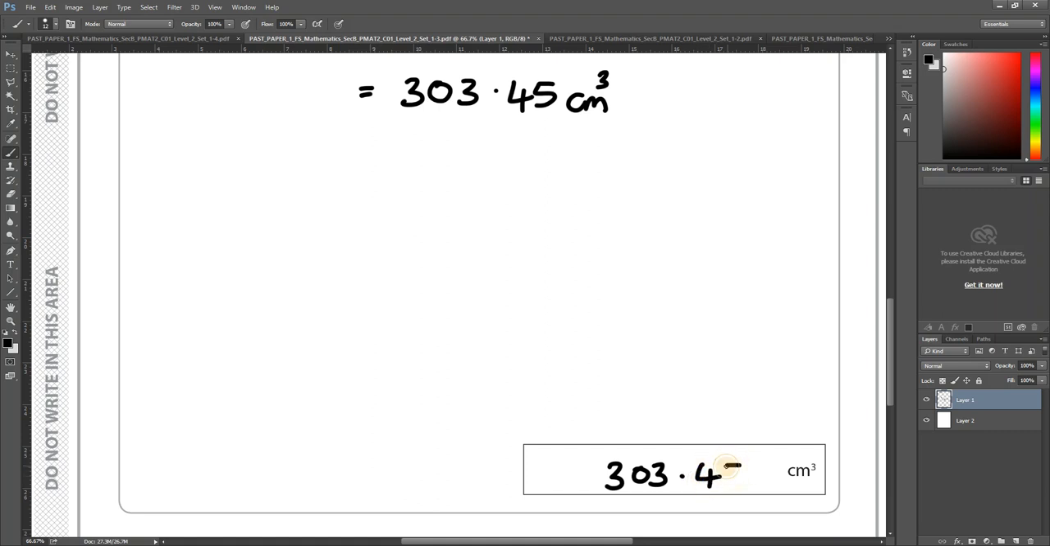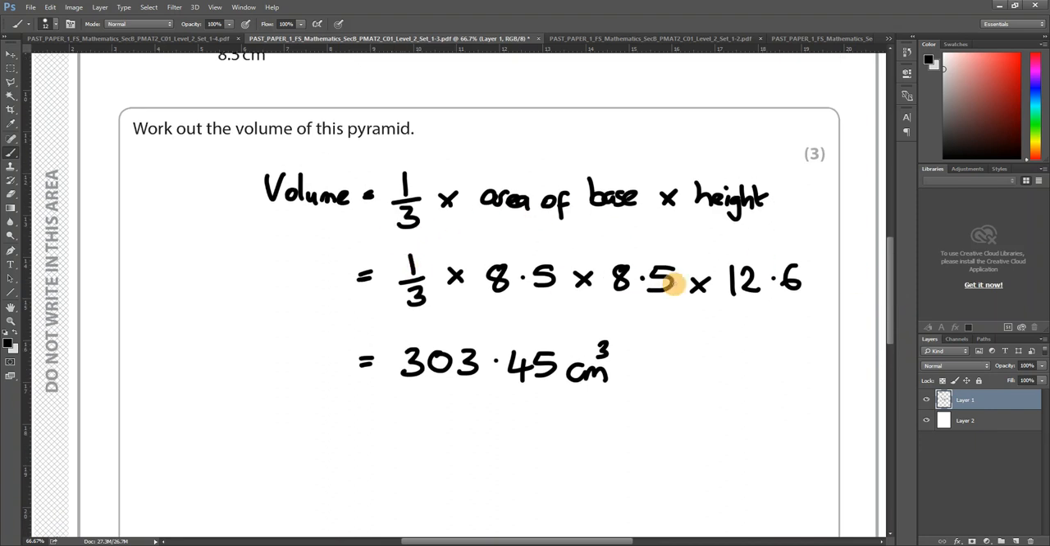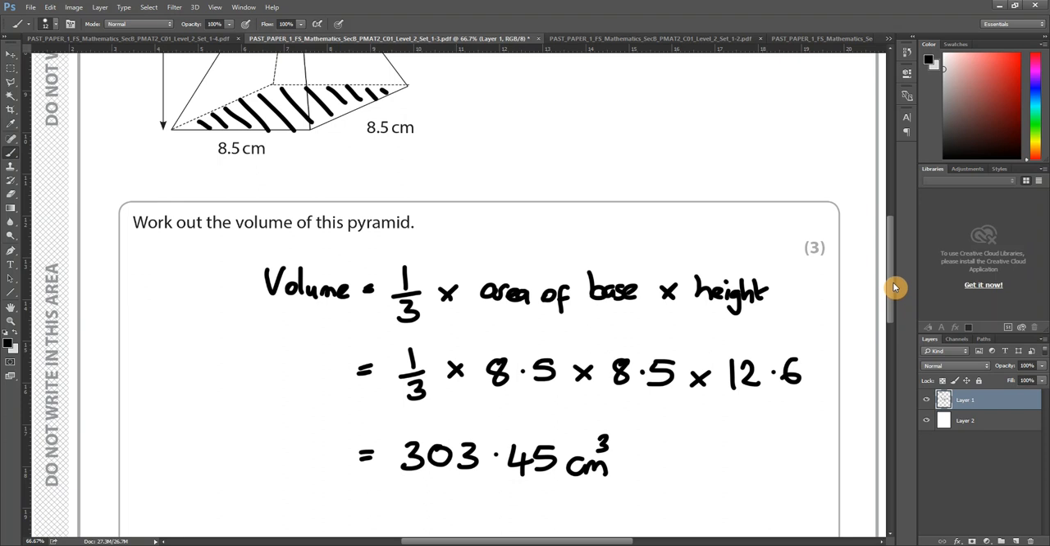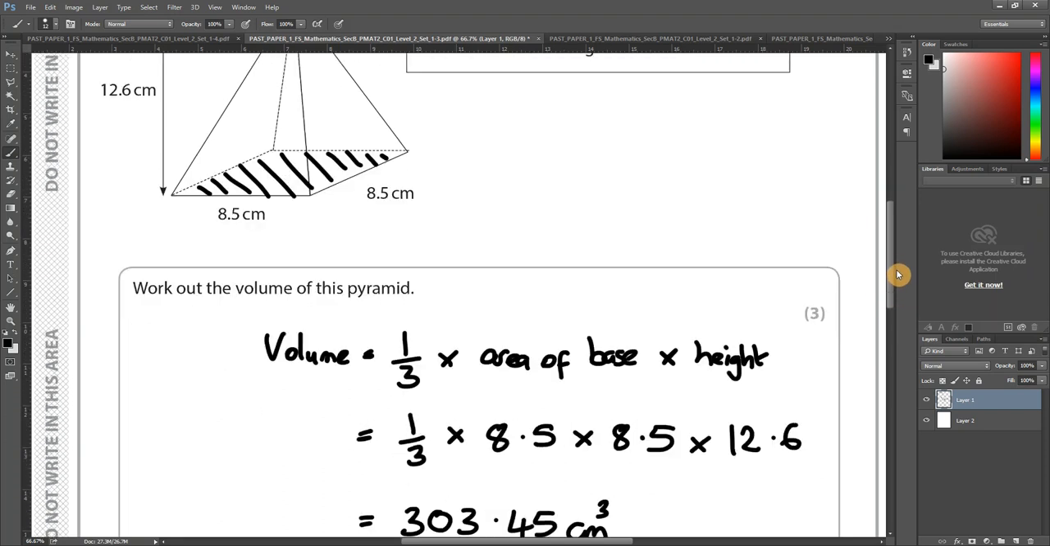And like I said, you could have done it in stages or do it all in one go. Makes no difference, as long as you show your working out, what you typed in your calculator. That's what they're looking for. So the key thing here is the area of the base. You just need to know that the base is a square. And hopefully you guys know the area of a square is length times width.